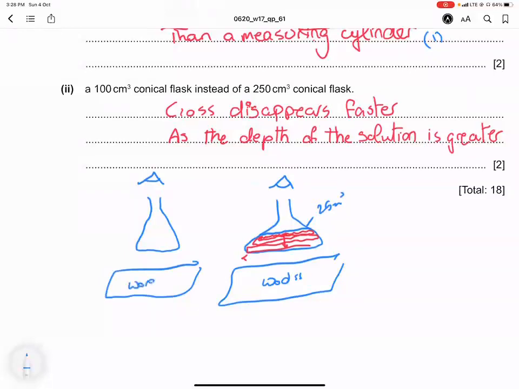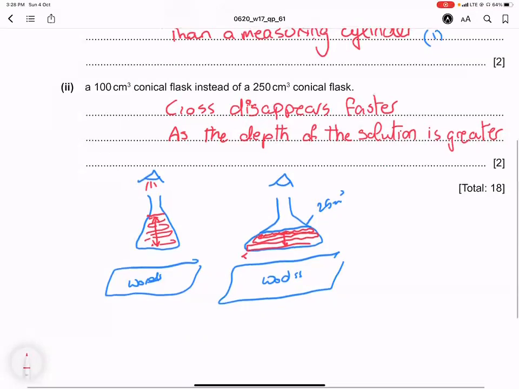What's the difference then? The difference here is that when you look from here, the depth of the solution is larger, and the sulfur will build up faster because the depth of the solution is larger. The sulfur will build up faster and make the time for the crust to disappear decrease.